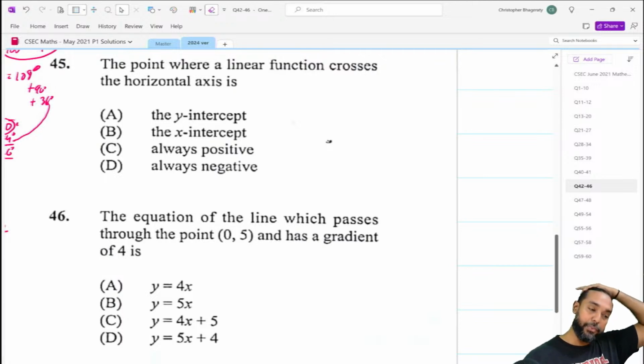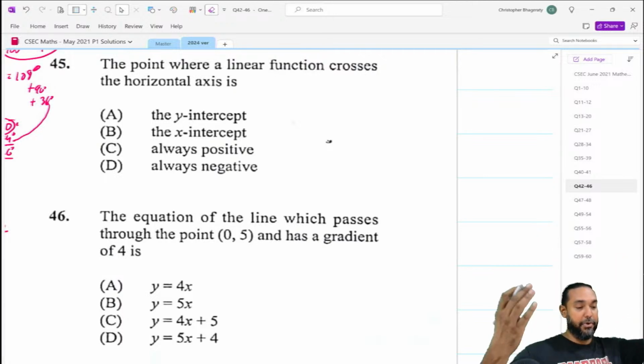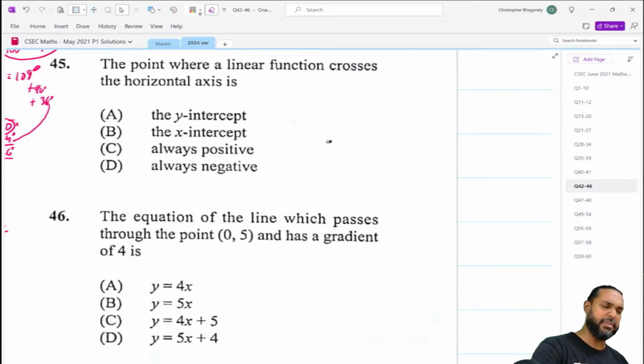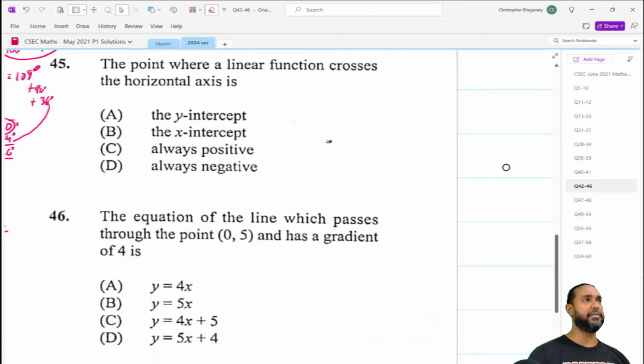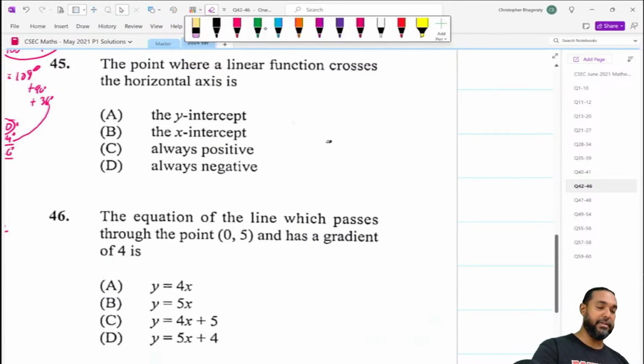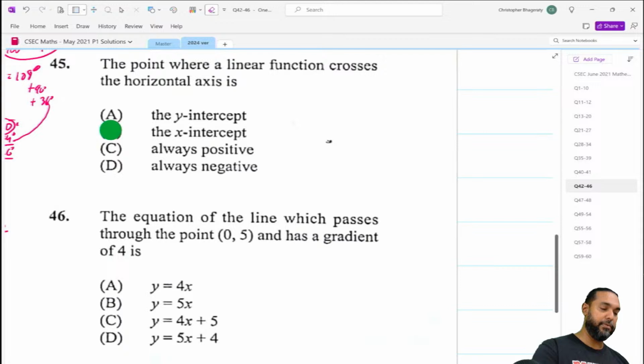The point where a linear function or any function crosses the horizontal axis. Now, the horizontal axis, is that the x-axis or the y-axis? That's the x. So that would be the x-intercept. There you go. 45 is B. All right, so we are 3/4 way through the paper. We have just about half an hour to go. I think we're good.